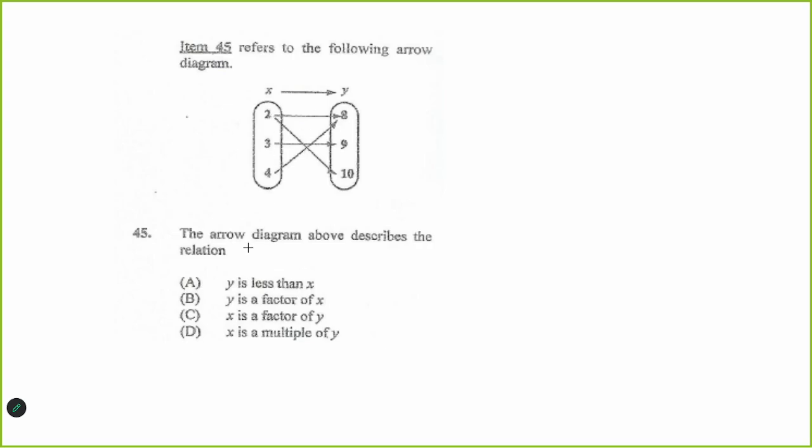Y is less than x? No. Y is factors of x? Factors? No. You're looking at factors of x. Factors of 2 is 1 and 2, factors of 3 is 1 and 3, factors of 4 is 1, 2, 4, so it will not be this one. X is a factor of y, yes, that is indeed correct. So C is the answer.